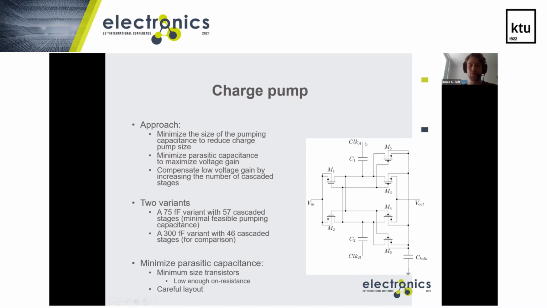All the transistors were implemented using minimum size transistors, as the on-resistance was low enough, and using minimum size reduced the parasitic capacitance and maximized the voltage gain. And then in the layout, a significant amount of area was spent on spacing wires and capacitors to further reduce the amount of parasitic capacitance.